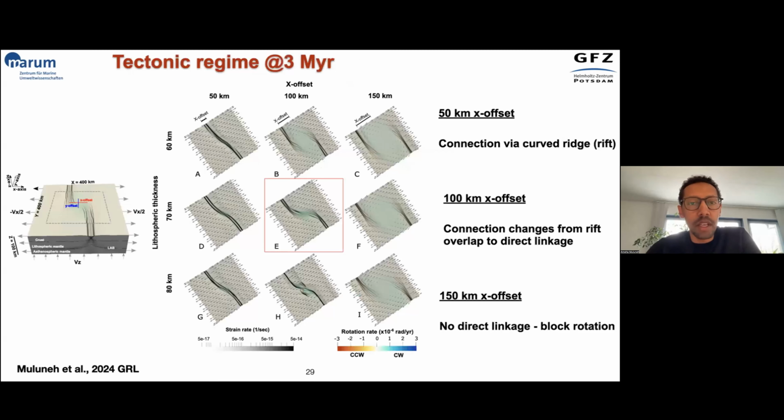But we try to test the X offset and the lithospheric thickness. And here we have a sweet spot which better explains what's happening in the central Afar. So this X offset and lithospheric thickness fits well with the observed offset between the Dabahu Manda Hararo and the Asal segments and the lithospheric thickness in the region.